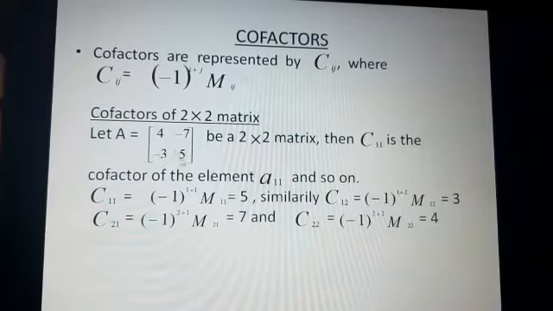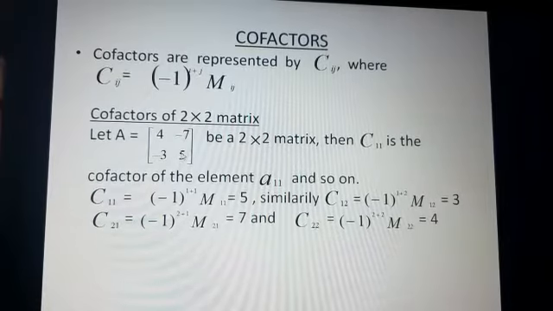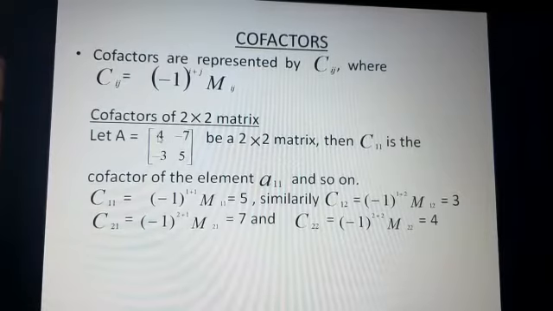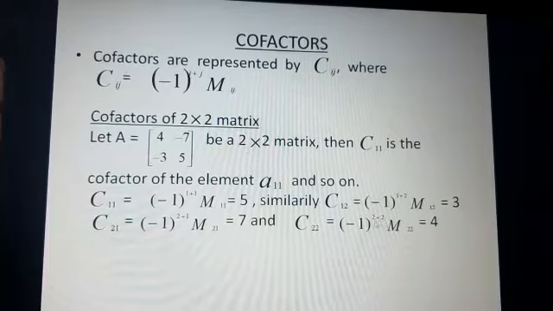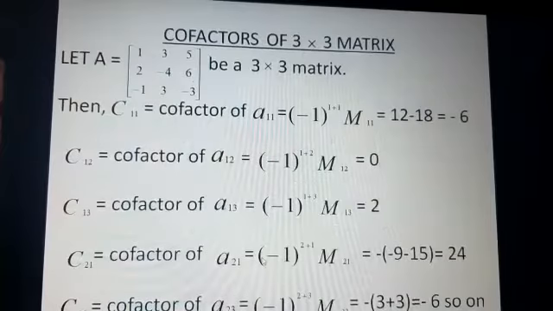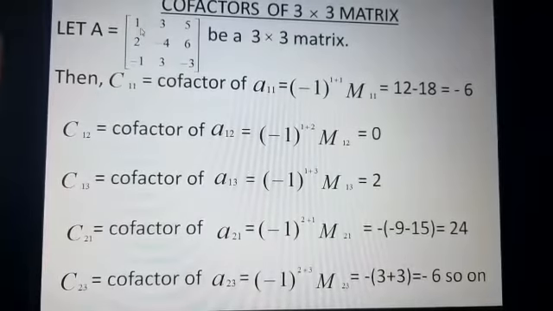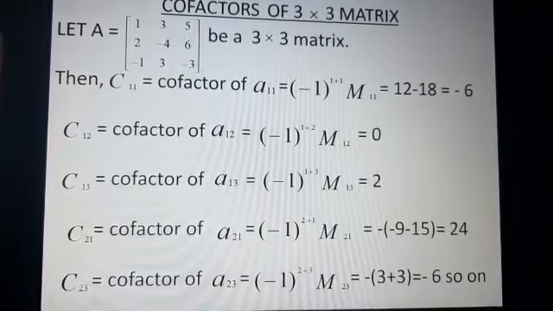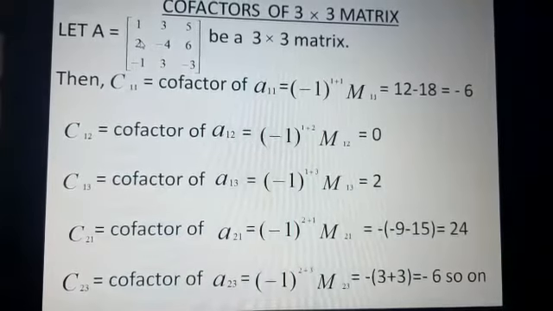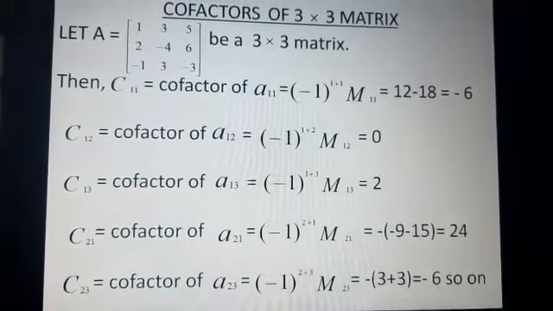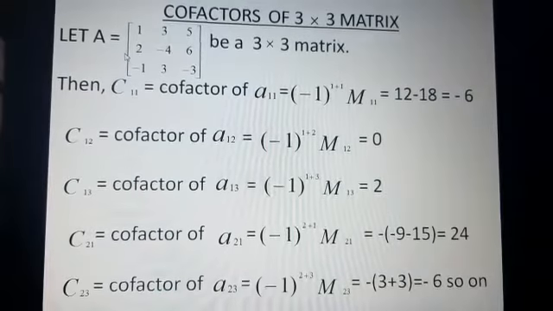We are solving for the cofactor of A22. We leave this row and column, and you will get the minor 4. And the answer is also 4 because the sum is not odd, it is even. Similarly, you can find the cofactors for a 3 by 3 matrix also. Every element of the matrix will have a cofactor. The cofactor will be very useful in applications of matrices. So finding the cofactors is very important.